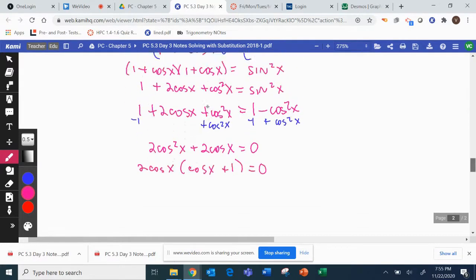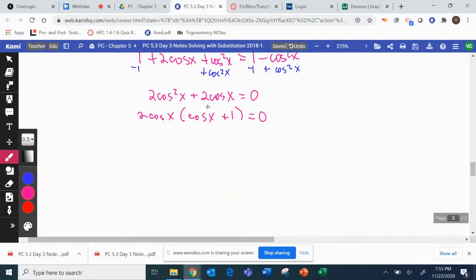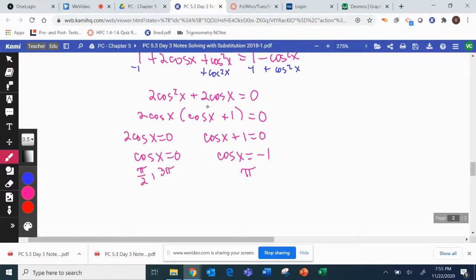Oops. And it's factored, so I'm going to set each factor equal to 0. 2 cosine x equals 0, and cosine x plus 1 equals 0. So cosine x equals 0, or cosine x equals -1. This one is at pi, and then this one would be at pi over 2, 3 pi over 2.